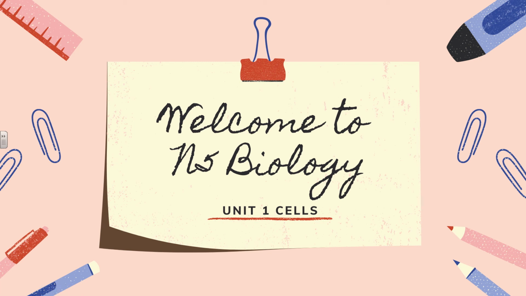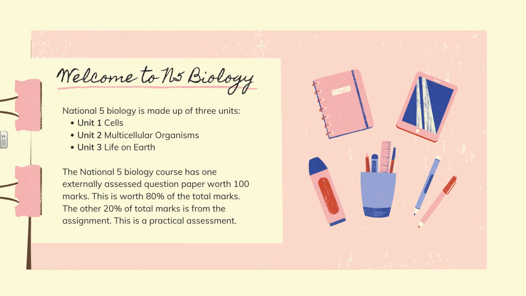This week we're going to start our Nat 5 biology course and we're starting with Unit 1, which is cells. The Nat 5 biology course is split into 3 units: 1. Cells, 2. Multicellular organisms and 3. Life on Earth. We will study these 3 units across the remainder of S3 and S4.